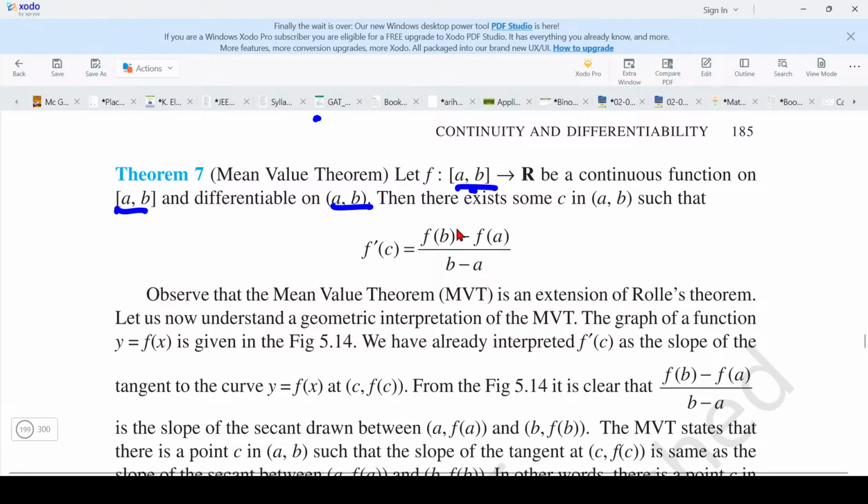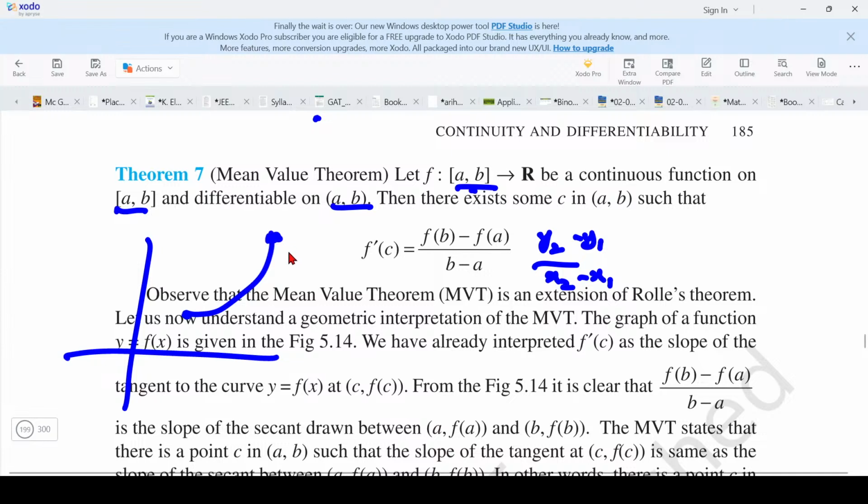What exactly is this saying? f of B minus f of A by B minus A. What does that mean? This is y2 minus y1 by x2 minus x1, right? So there is a function from A to B, something like this. This point y2 is f of B, and this point y1 is f of A. x2 is B, x1 is A. Y2 minus Y1 by X2 minus X1 is the slope.